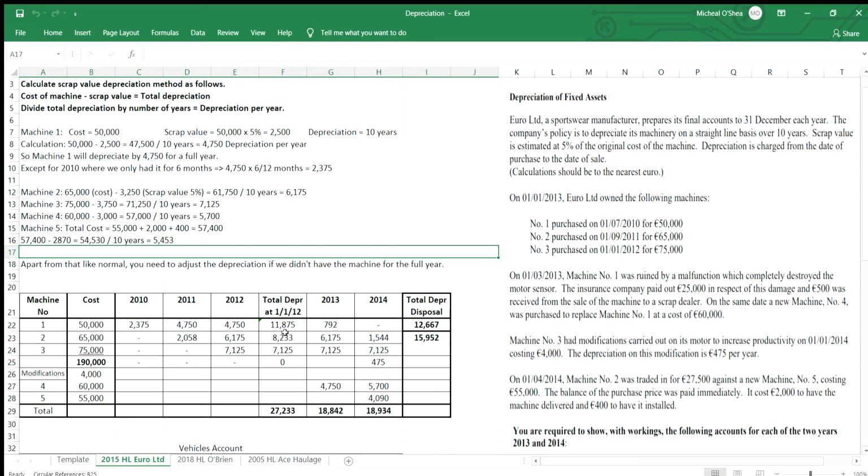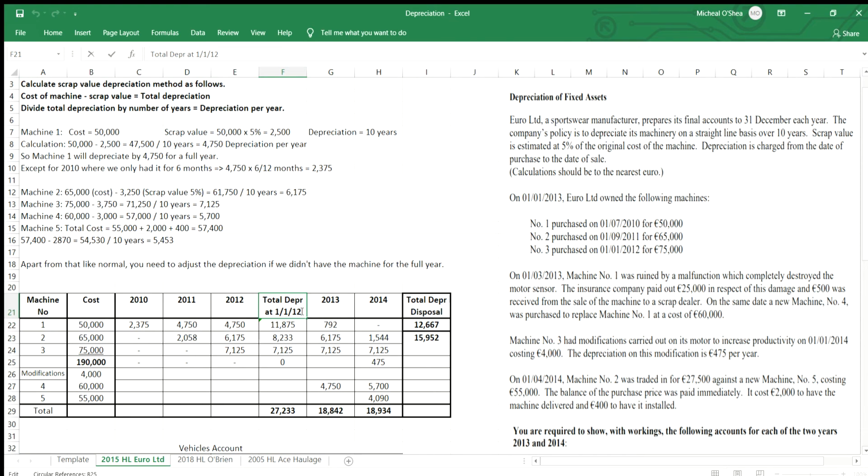And obviously this is my depreciation at the question starts, first of January 2013. So these three figures can add up here. I can add up those three figures, and I'm getting 27,233 as my total depreciation at the beginning of 2013. And obviously we'll look at that again later on in the question.